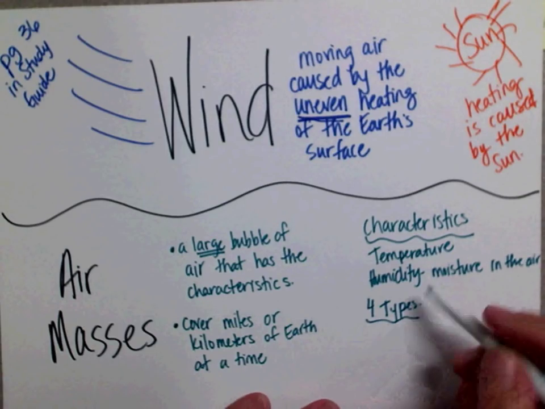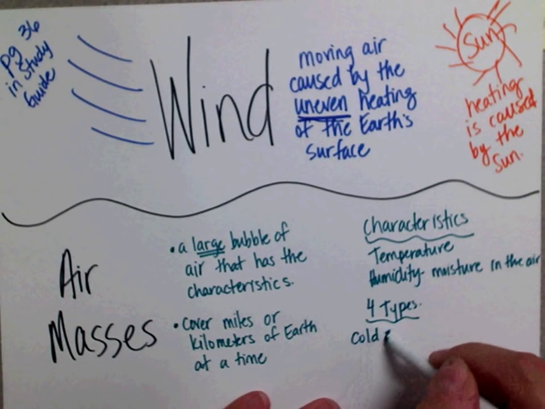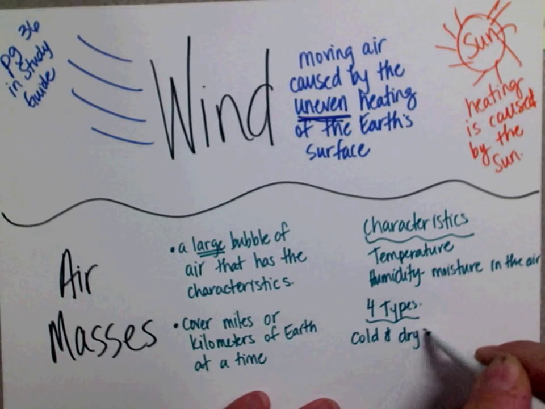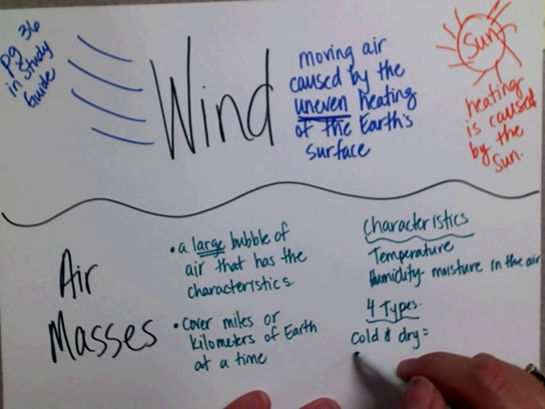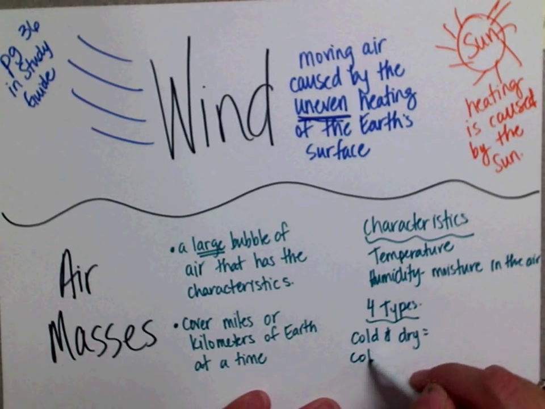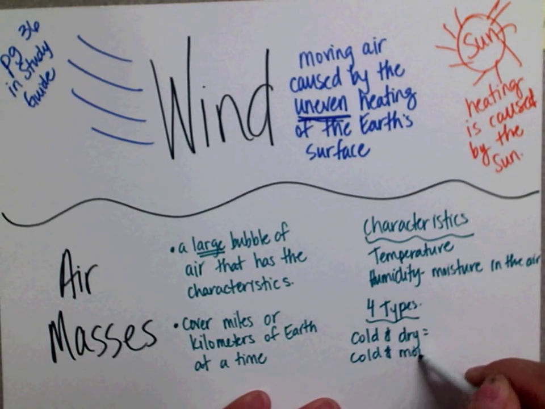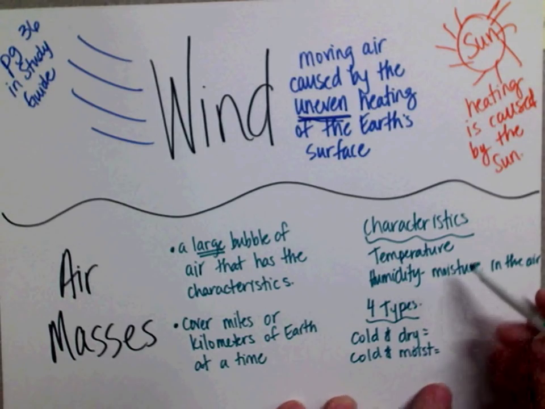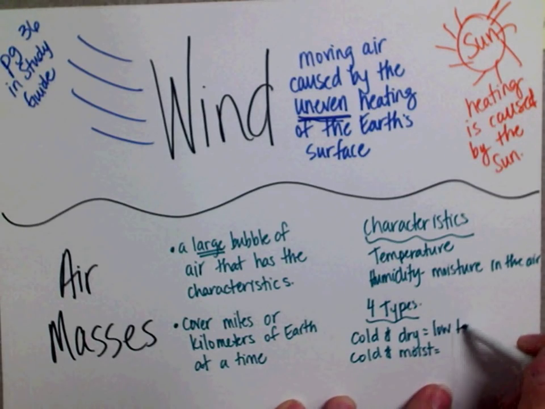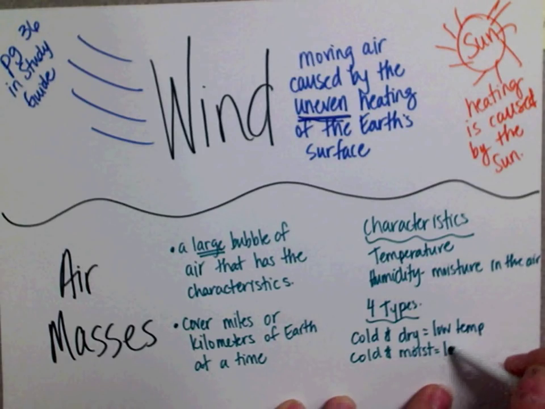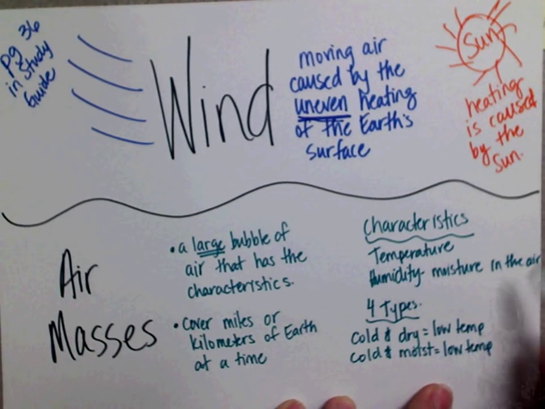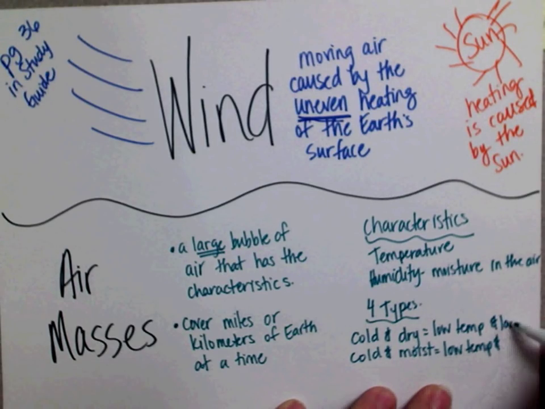Now, four types of air masses. We have cold and dry. This is actually my favorite. And then we have cold and moist. Both of these are going to be low temperature, but their humidity is going to be different. The dry is going to be low humidity, and this is going to be high. I'm running out of room, guys. Sorry about that.